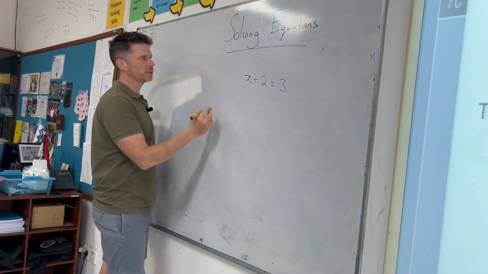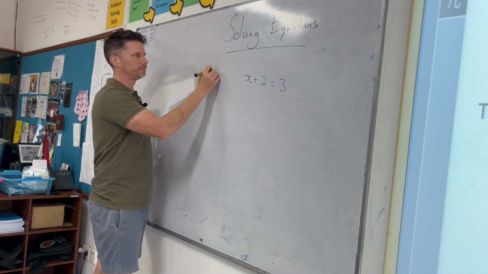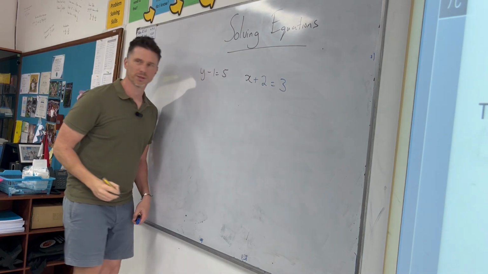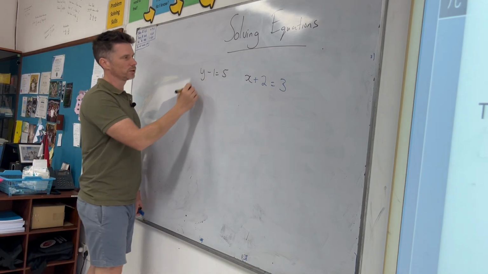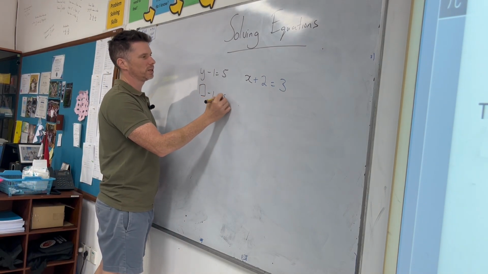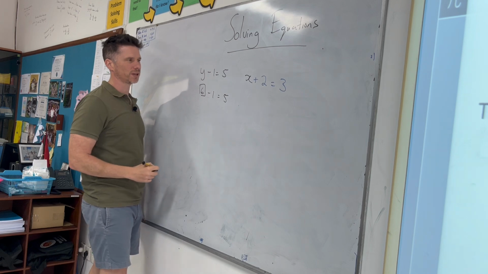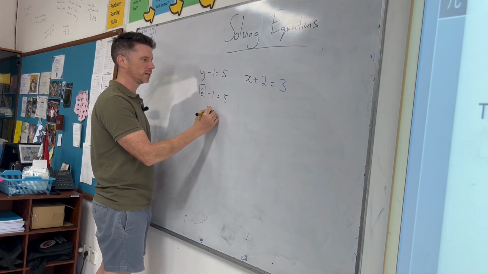Let's look at another one. What about this one? y take away 1 is 5. Yeah, so you're on the same scale. Something take away 1 is 5. The only number that works for that is 6, so we can say y is 6.